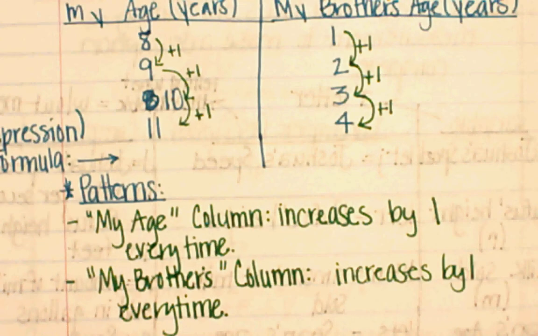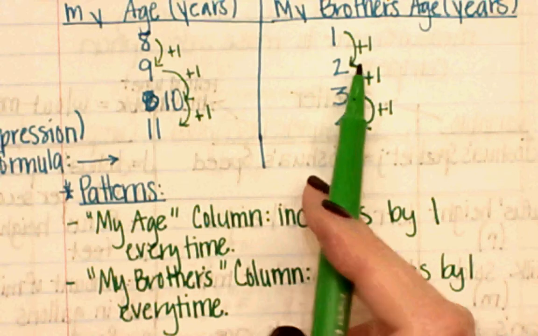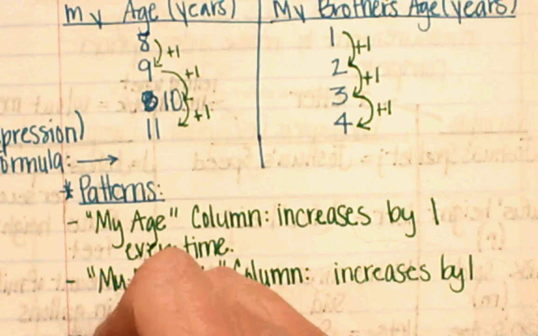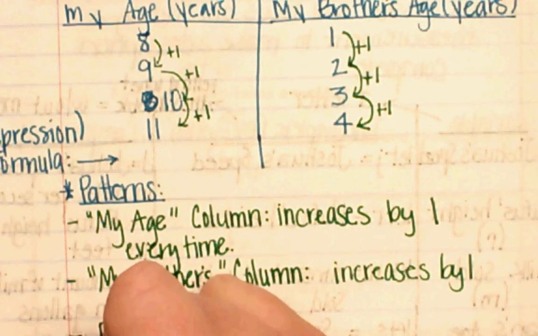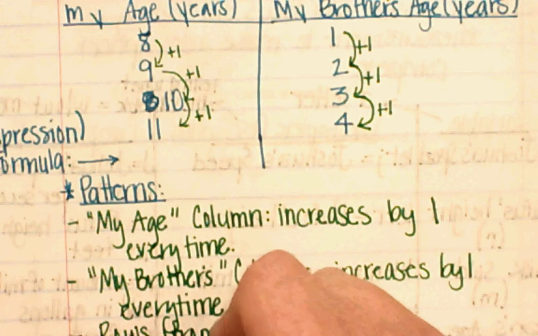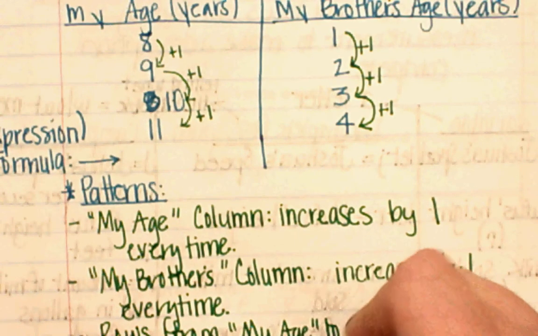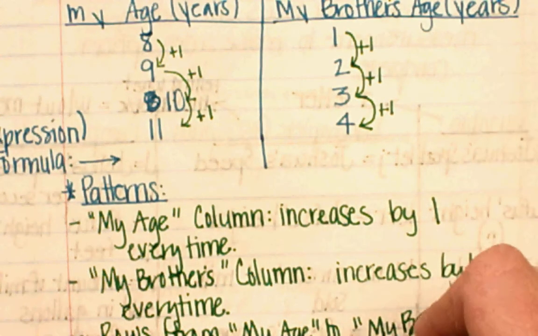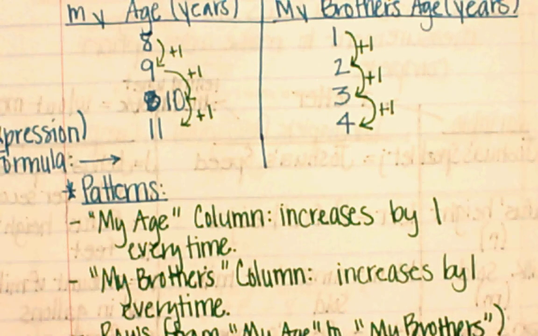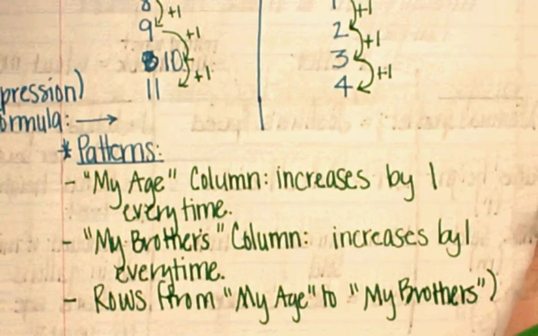Now, the other pattern you should be looking at is from left to right, from this column to that column. So this would be the rows from my age to my brother's. Let me zoom out so you guys have a better view, or it may not let me.